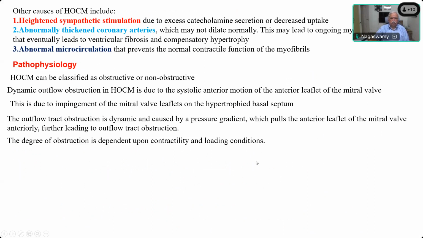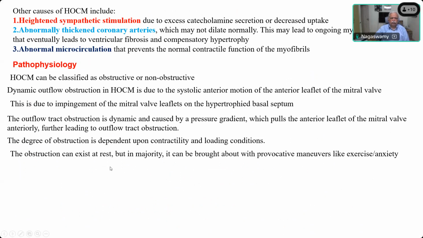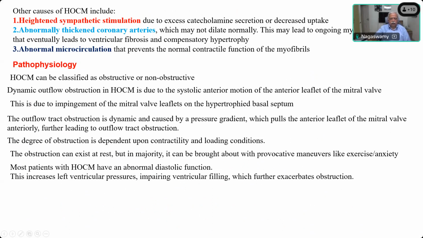How much blood volume is there in the left ventricle is called the loading condition. So how much it can fill up, and how much volume has come from the left atrium to the left ventricle, is also an important factor. And this can happen at rest also, but in the majority it is brought out only by provocative measures like exercise and anxiety. So in the milder form, it will not happen at rest, but only when you stress the heart. Most of these cases have abnormal diastolic function also, because the ventricular wall becomes too thick and is not able to dilate that much. The reduction in filling also happens. That is called diastolic dysfunction. So there is an increase in left ventricular pressure and impaired ventricular filling, which further exacerbates the obstruction.